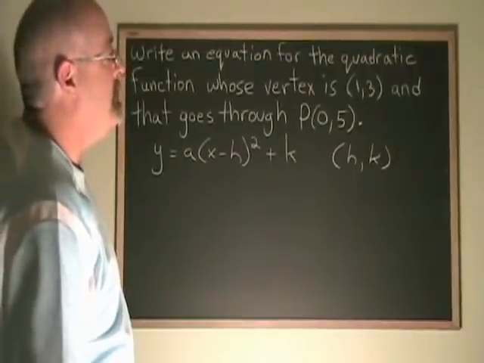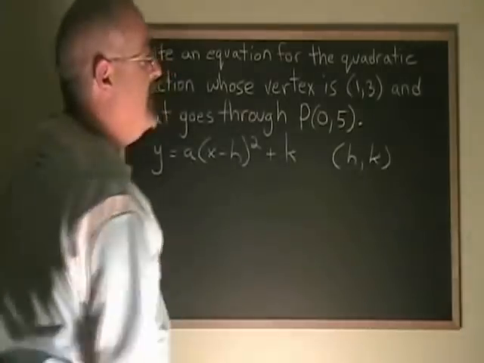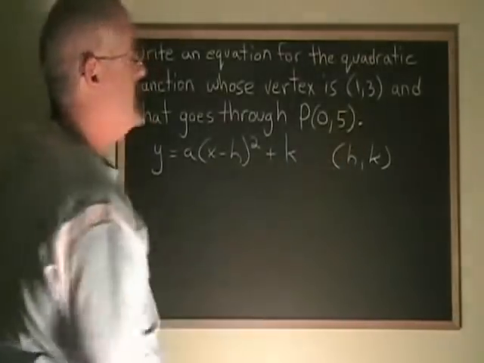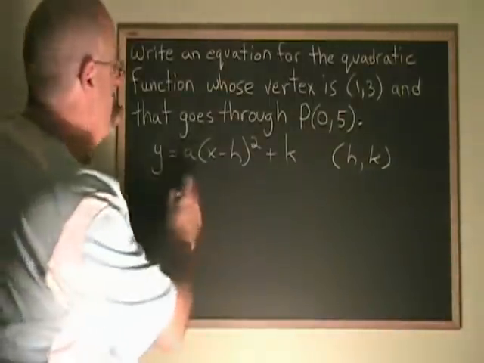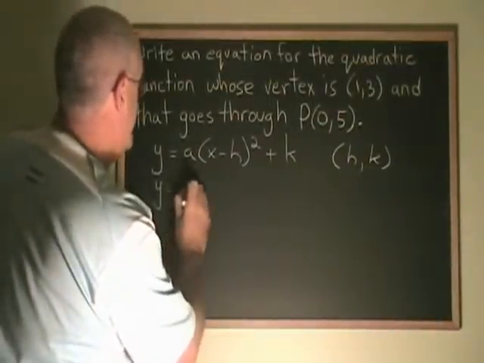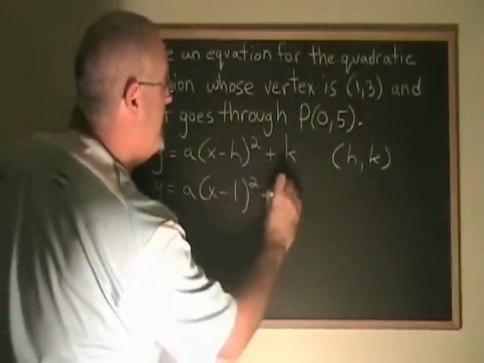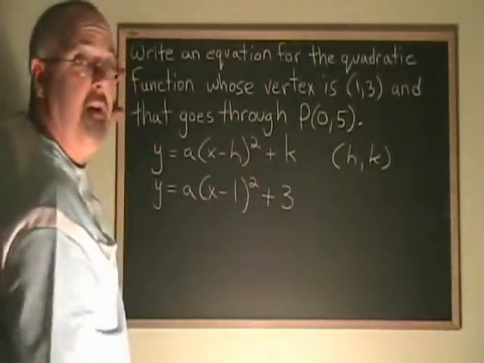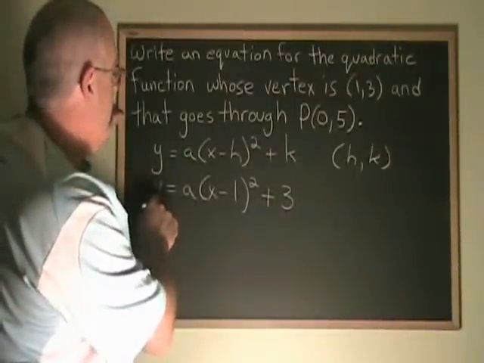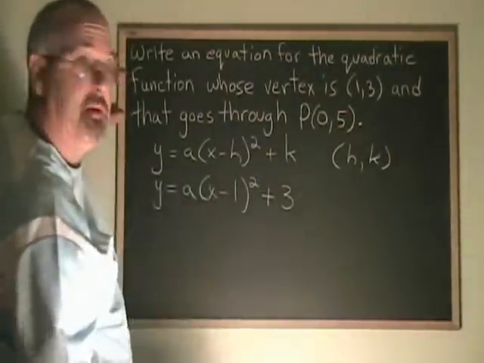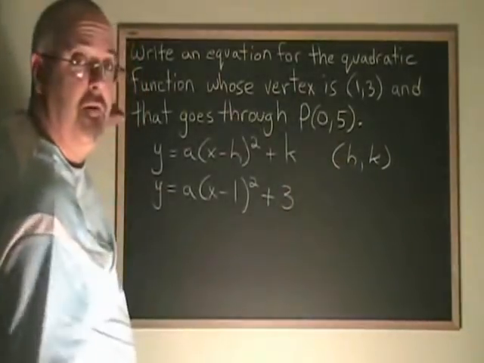I know that the vertex of a quadratic equation is at (h, k). Therefore, h is 1 and k is 3. I replace the h and the k with 1 and 3 in this form. Then I have to determine the value of a. To do that, I have to replace the y and the x with numbers so that a is the only variable, and I use this point (0, 5).